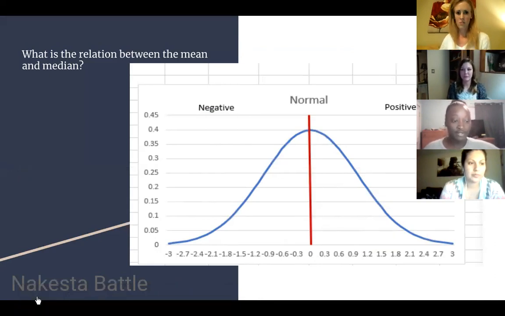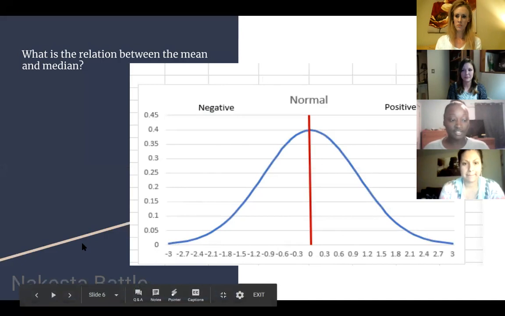If the mean is greater than the median, then it would be skewed to the right, which is positive. And if the mean is less, then it would be skewed to the left on the negative side. Gotcha.